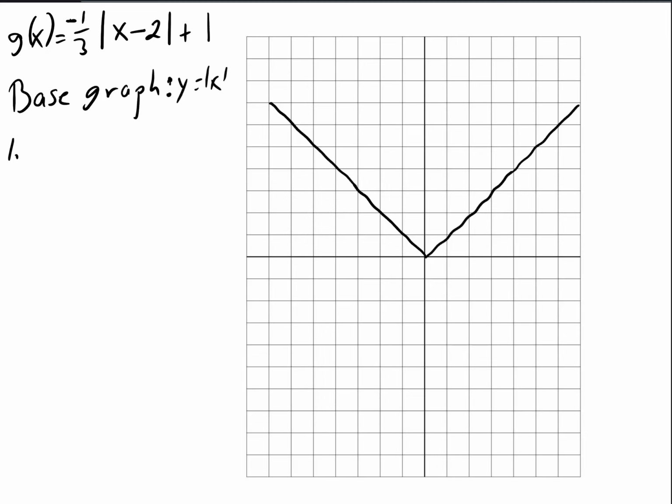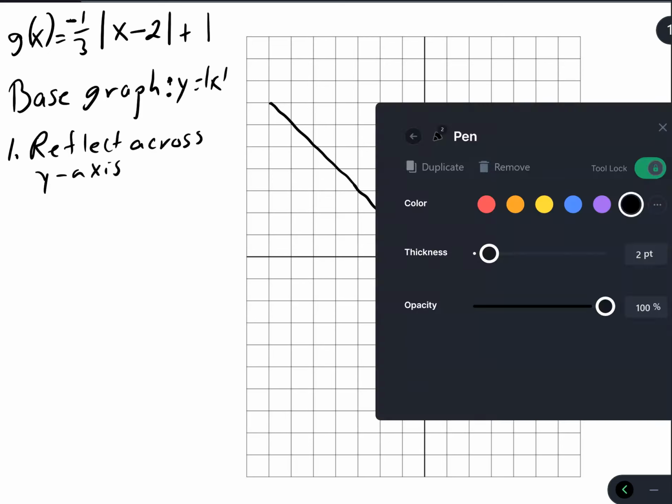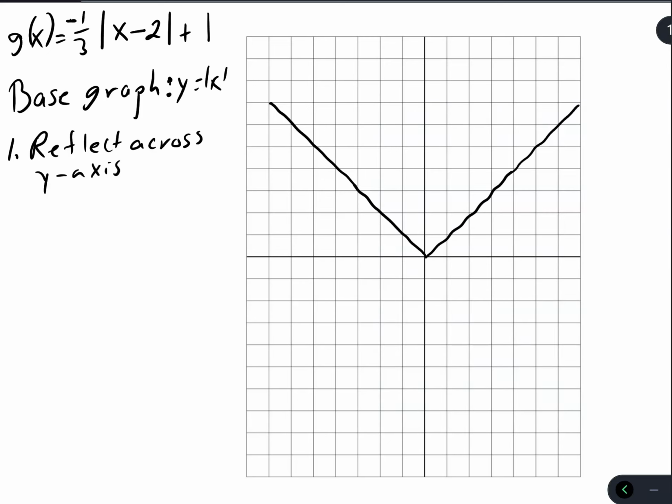The first thing is we see a negative. We said that was a reflection. It's outside of the function, so that affects the y coordinates. This means we're going to reflect across the x-axis, because that has the effect of multiplying all of the y coordinates by negative 1. So we'll get a V shape now that is upside down. So that's step 1.